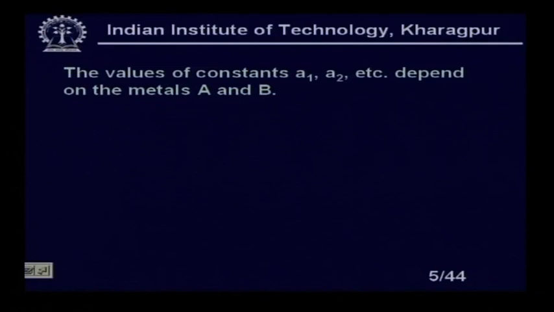The values of the constants A1, A2, etcetera, depend on the metals A and B, right. They do not depend on the temperature, they depend on the metals, and they are constants. So as long as the metal is pure, or the same type of metal is used, you will get the same values of A1, A2, A3, and so on.